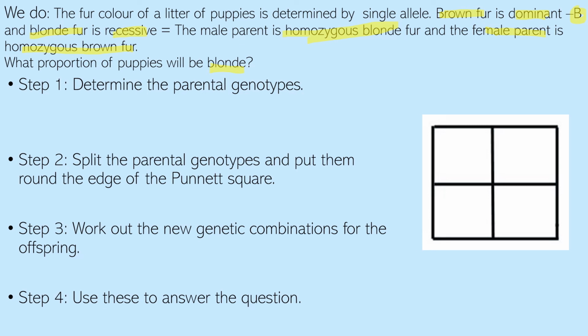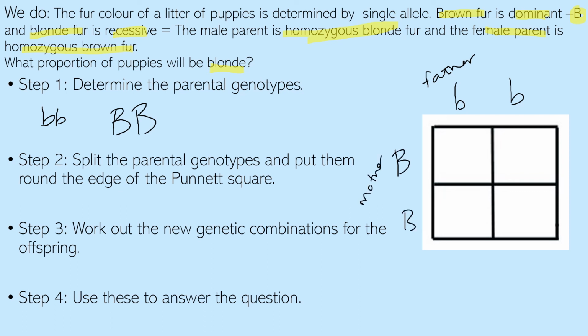So now we're going to write down our male parent. So this is our homozygous blonde. So this is our male parent. He's homozygous blonde, so he's going to be little b, little b. And then our mum or our female parent is homozygous brown, which is going to be big B, big B. Okay, and I'm going to put them into our Punnett square. So we'll start with the father up here. You can always write father to make it clearer. And then our mother is here.